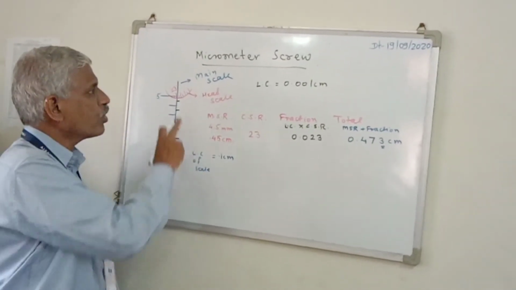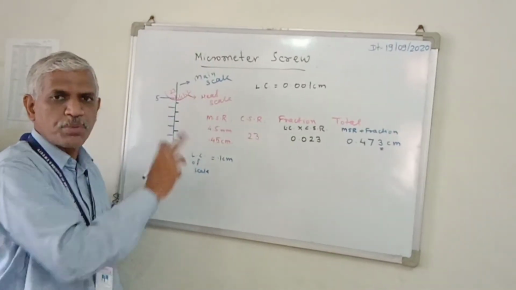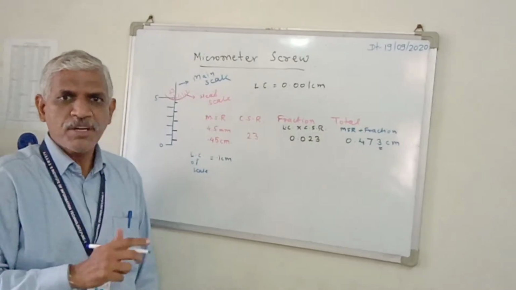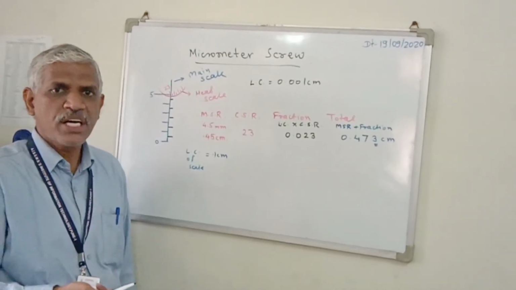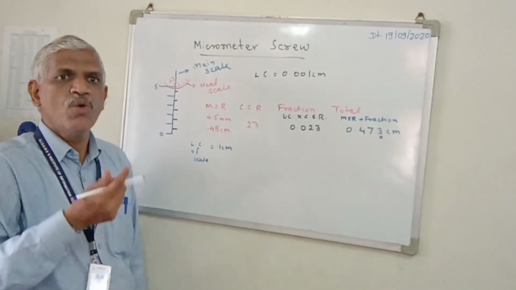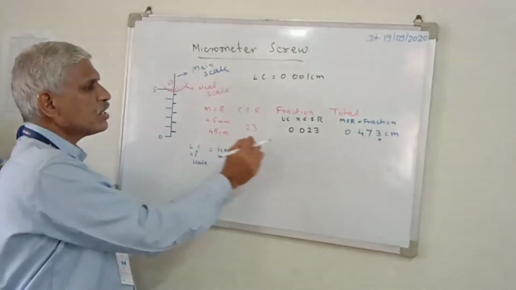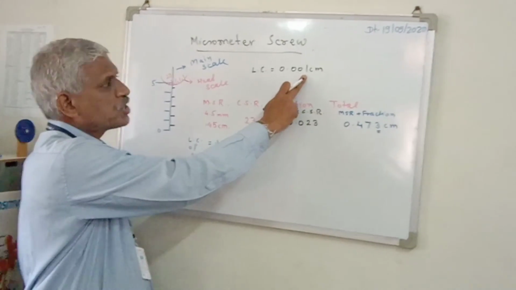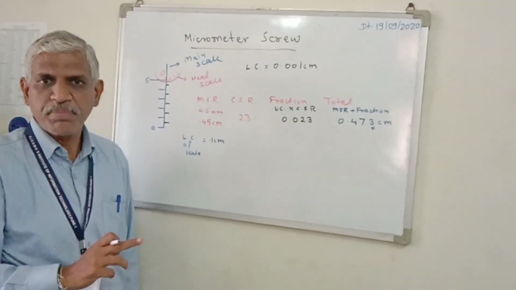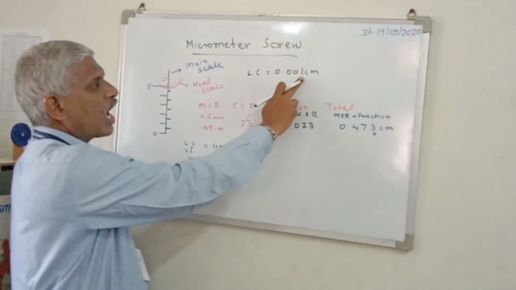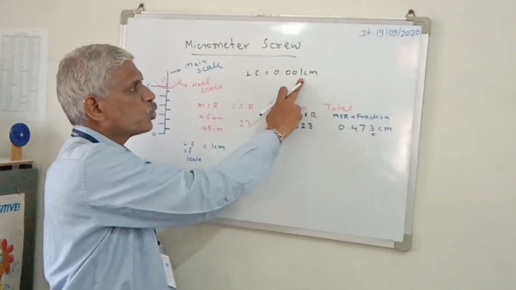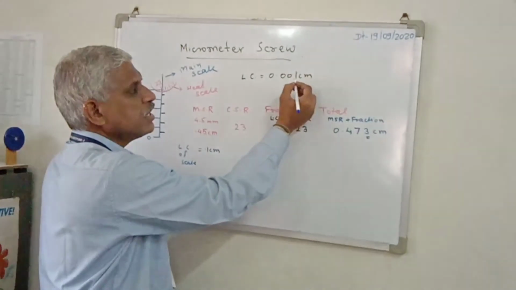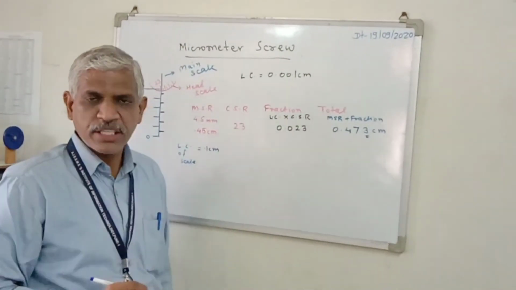Therefore, there are some two scale instruments available in the market, like the micrometer screw, the vernier caliper, or the spirometer, where the smallest measurement that you can make is restricted to the least count of that particular instrument. As the least count of the micrometer screw is 0.001 centimeter, the accuracy is up to the third digit after the decimal point.